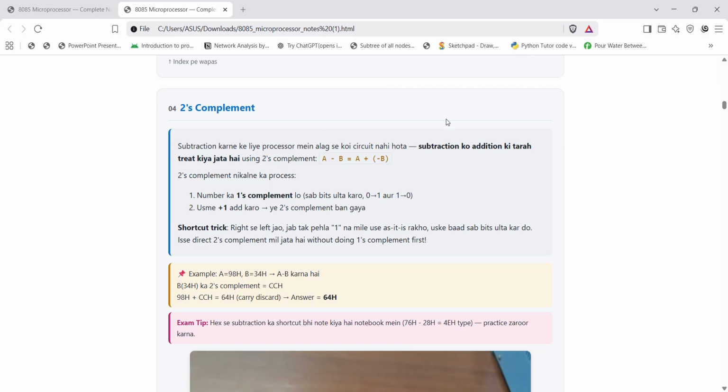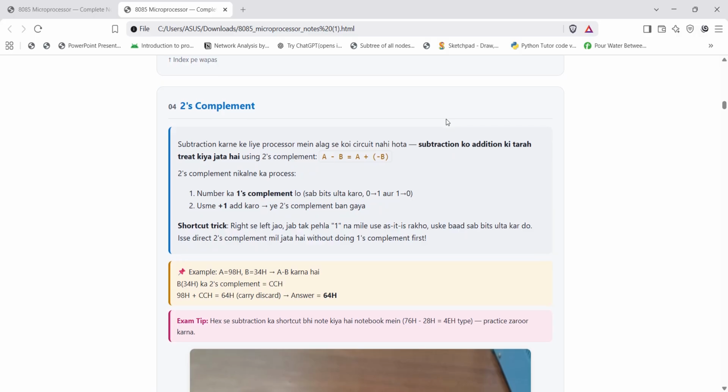So let us now study the 2's complement. First of all, before studying 2's complement, let us study the need of 2's complement, which comes from the subtraction of numbers. But before subtraction, let us study addition, because subtraction is basically addition of a negative. Negative basically comes from the 2's complement.